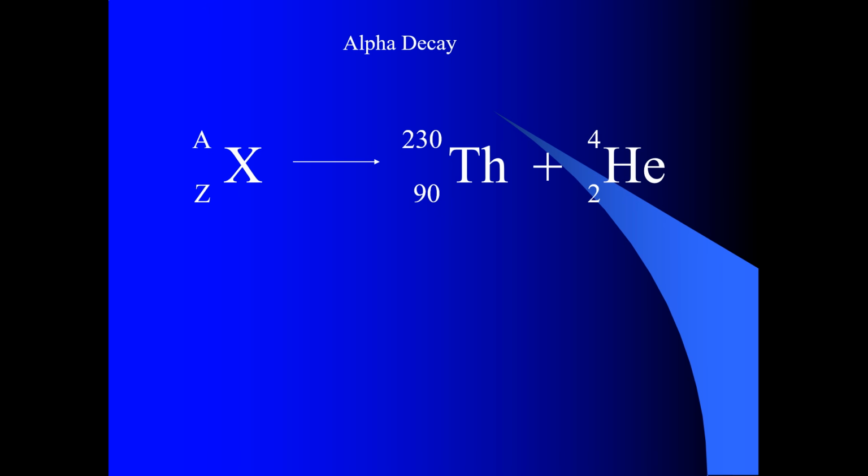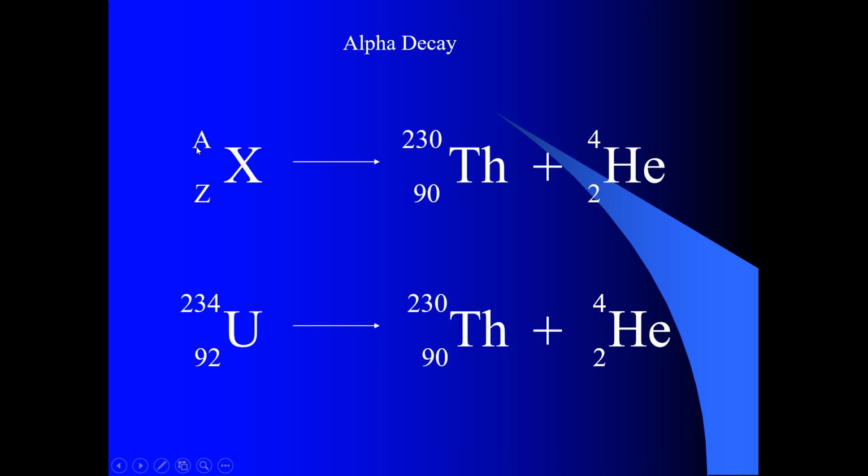But again we have another parent nucleus, and that parent nucleus after alpha decay is converted into thorium with the atomic number 90 and the atomic mass 230. So what is that parent nucleus? The parent nucleus in this particular situation is uranium 234. So uranium 234 after alpha decay is converted into thorium with atomic number 90 and atomic mass 230.